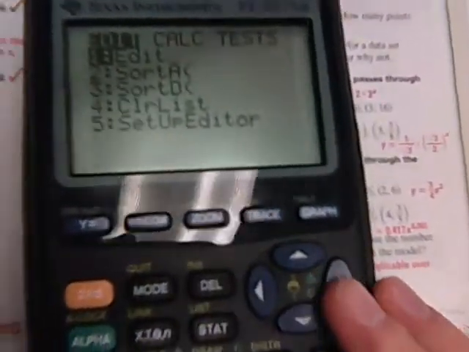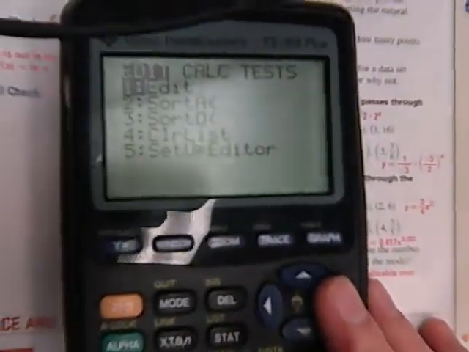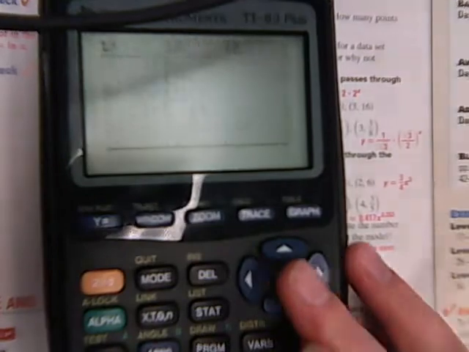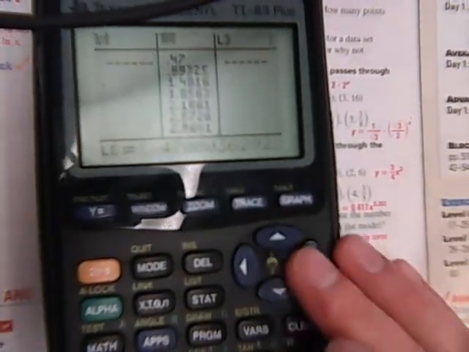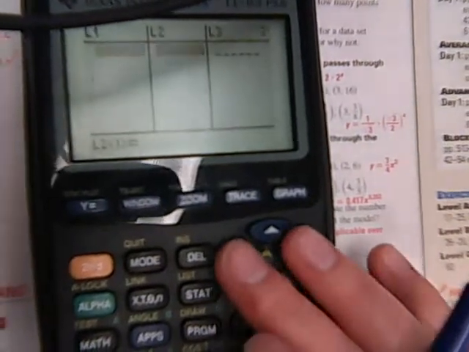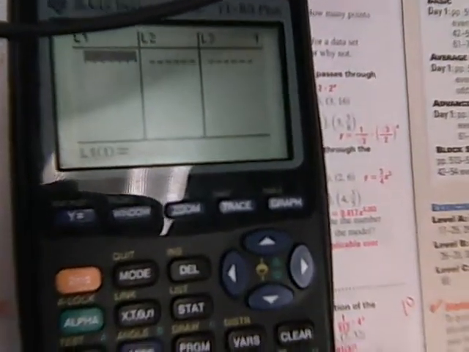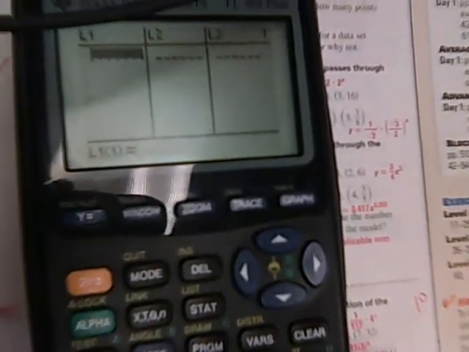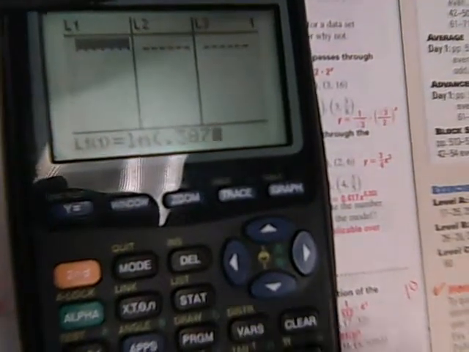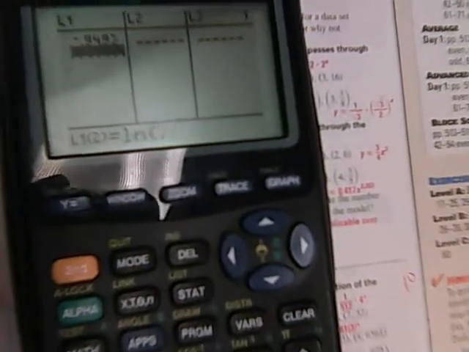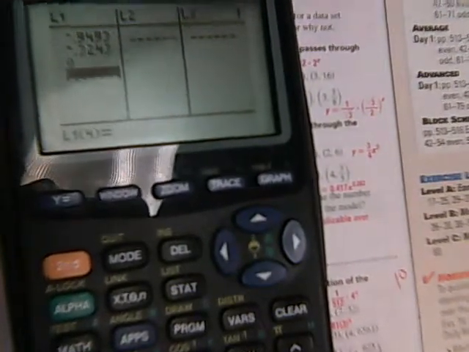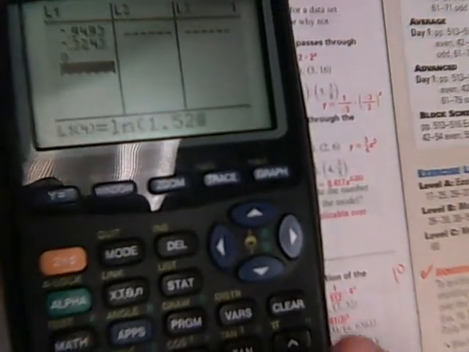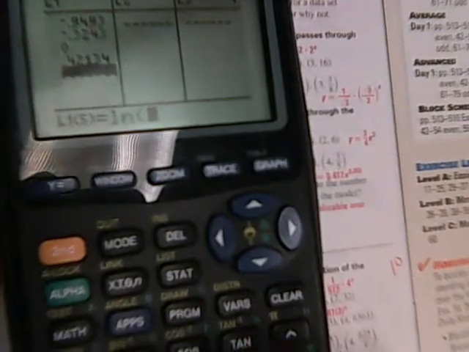So go to your stat. Okay, and instead of putting 0.387 in, I'm putting natural log of 0.387 and natural log of 0.723 and natural log of 1 and all the way through, the natural log of all my x's.